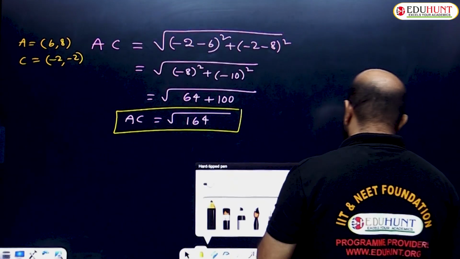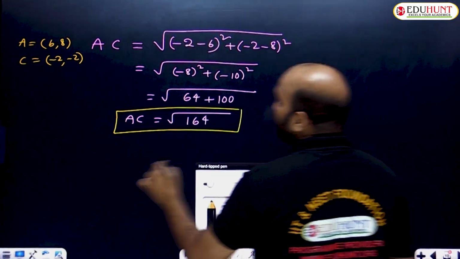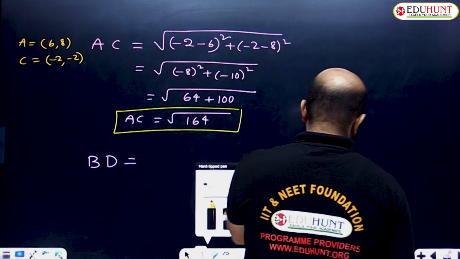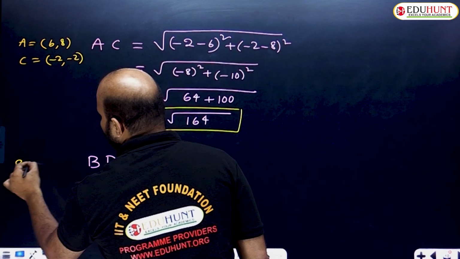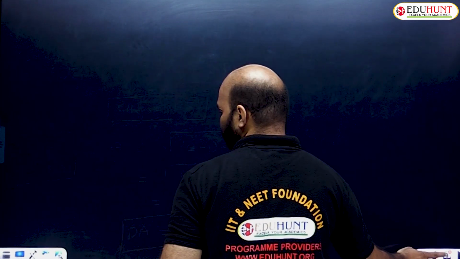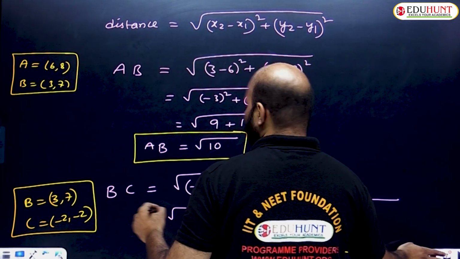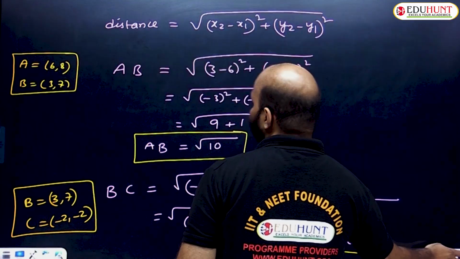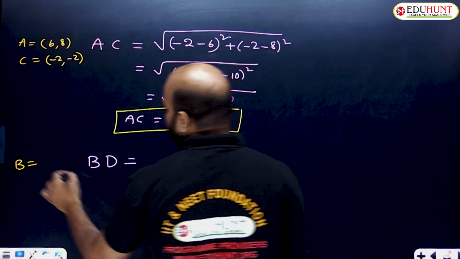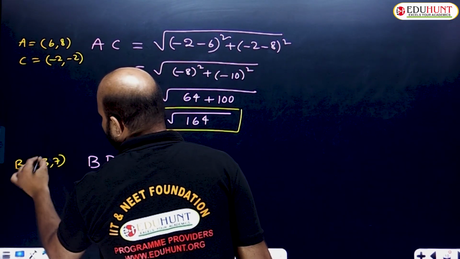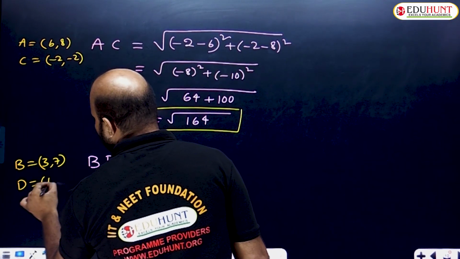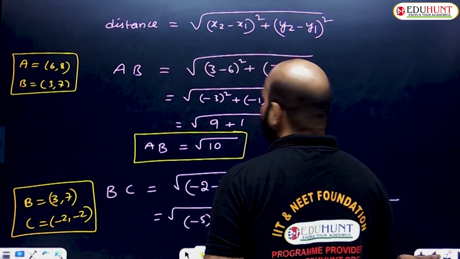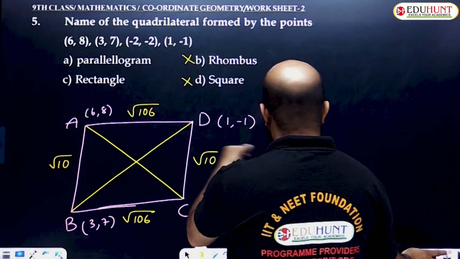And similarly we need to find the BD distance also by using the distance formula. Here what are the B coordinates? B coordinates are 3 comma 7, D coordinates 1 comma minus 1. You can verify it again, 1 comma minus 1.